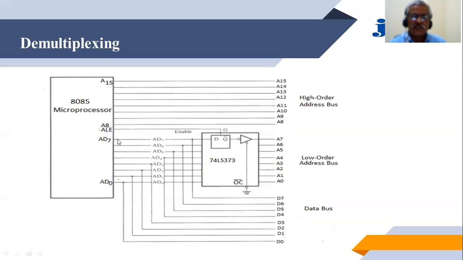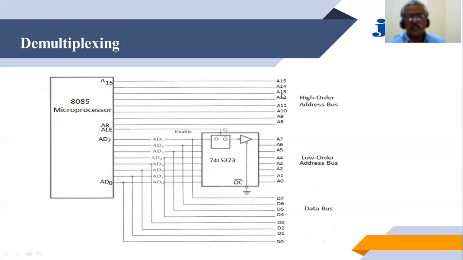So thus, with the help of ALE and a latch which is selected with the ALE, we are able to latch the address on the output of this 74LS373 and the data as a data bus separately. Now, as can be seen in this diagram, we have a purely 16-bit address space. A0 to A7 are latched, while A8 to A15 are not required to be latched. These are directly available from the 8085. But the low order lines, since they were internally multiplexed, we have demultiplexed externally.